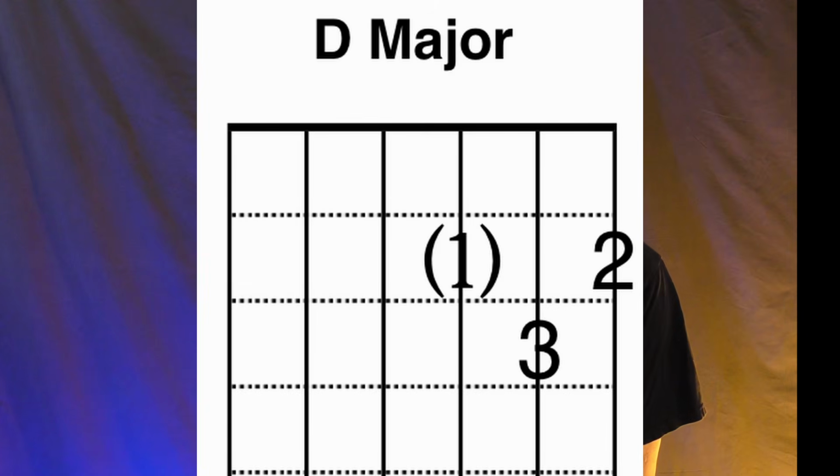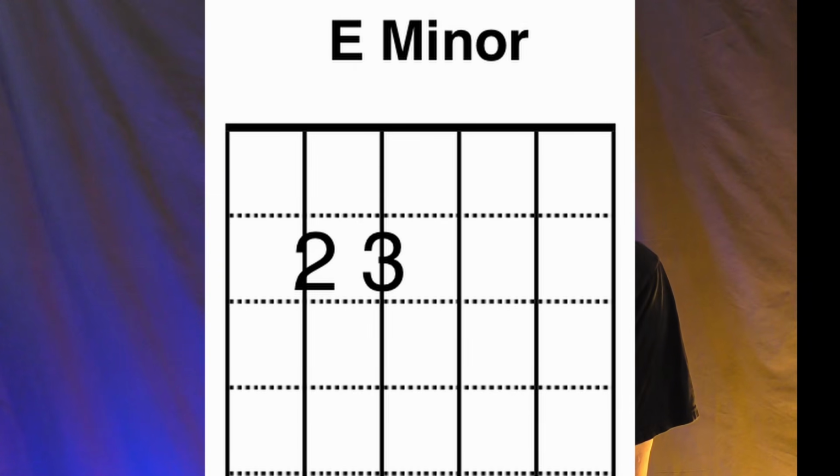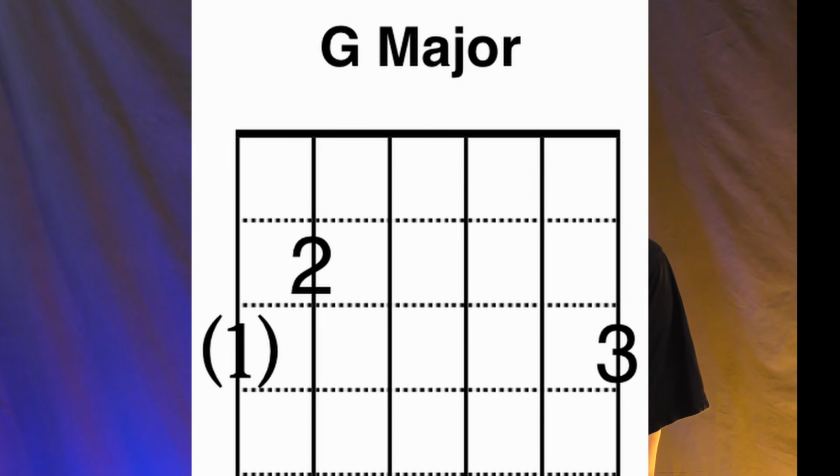First one is a D major. Next one is an A minor. Then we have an E minor and a G major.